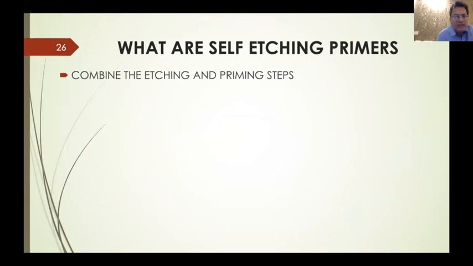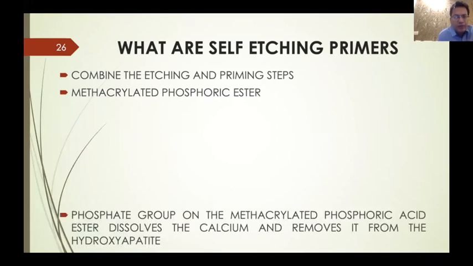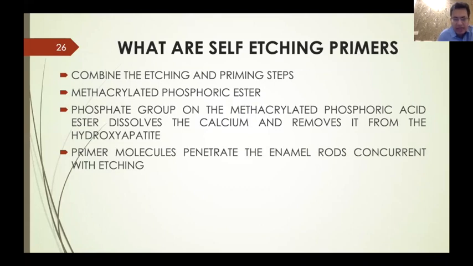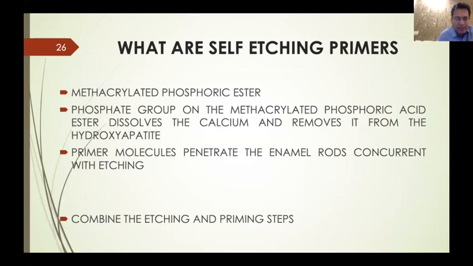Why self-etching primers? Self-etching primers became popular because they combine the etching and the priming steps. I told you that we would still like to do enamel cleaning before we use a self-etching primer. So what is this? It's basically a methacrylated phosphoric ester. What does it do? It dissolves the calcium and removes it from the hydroxyapatite. The primer molecules penetrate the enamel rods after the etching process. So priming and etching are happening together. You don't have to apply a primer as the second step.